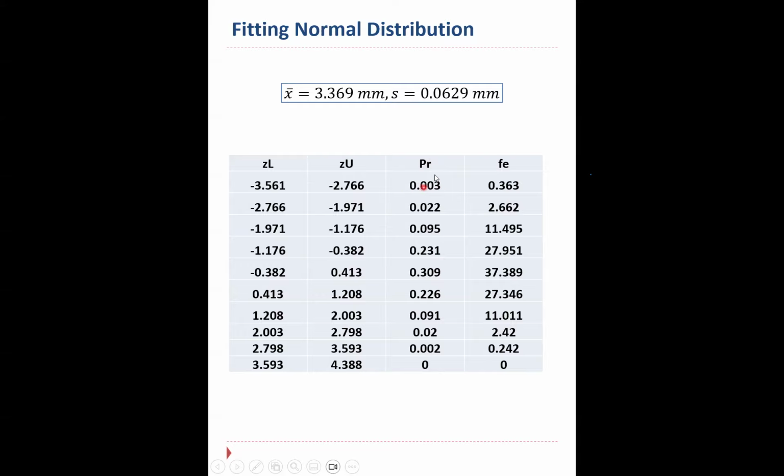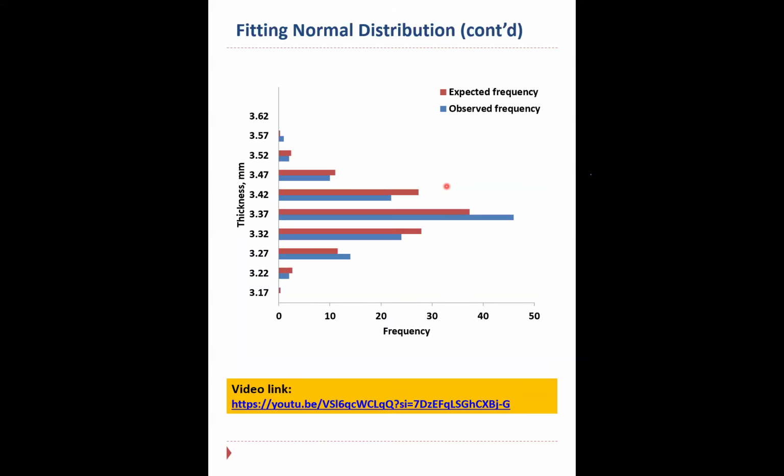So we will calculate the probabilities for every class. And then if we'd like to get the estimate of frequency, the probability is converted to frequency by multiplying this probability with the total number of objects, which is in this case 121. So generation of probabilities for every class.